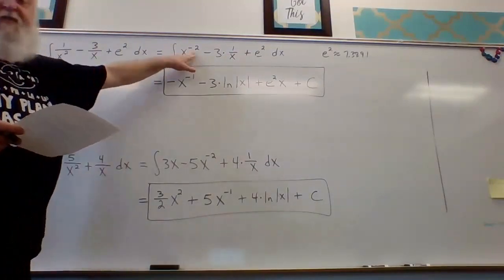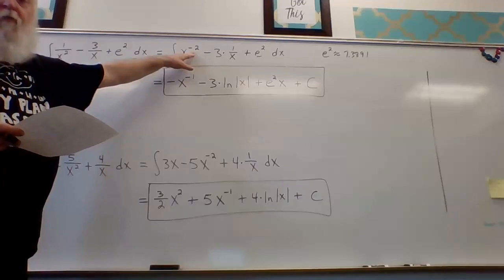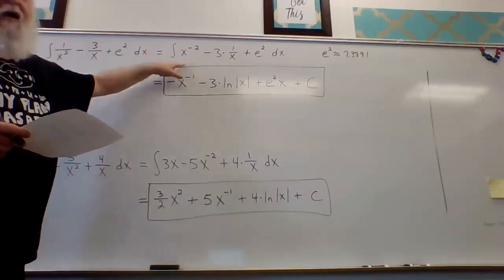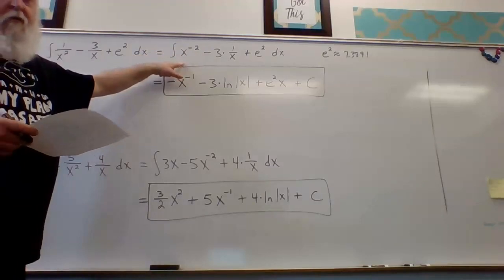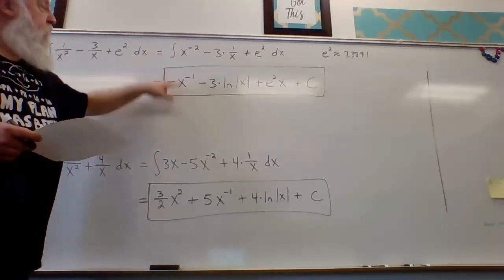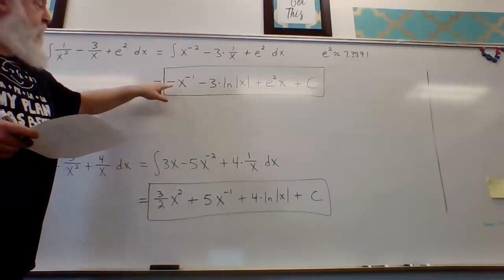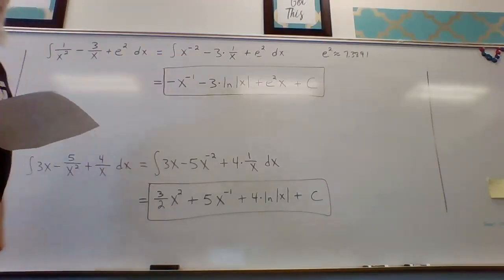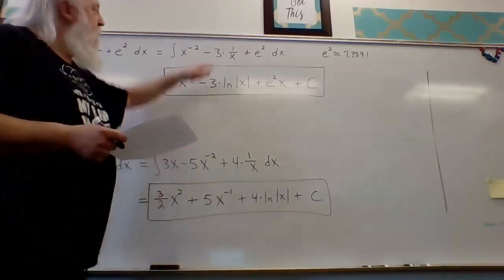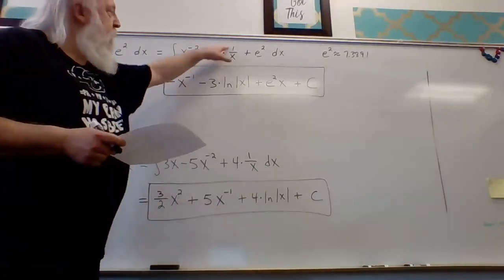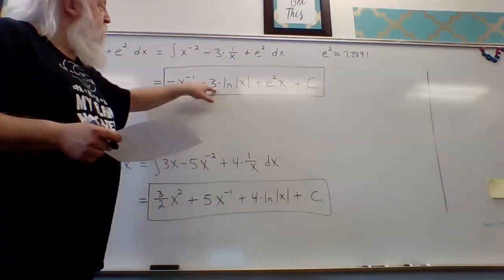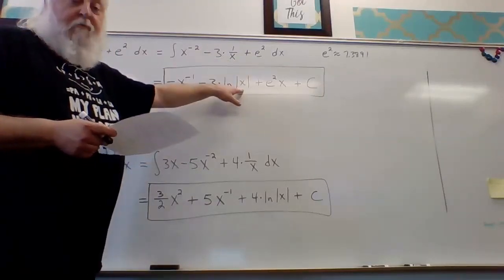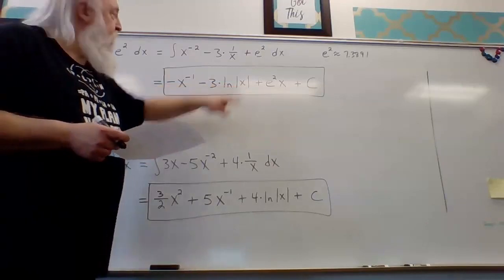Antiderivative of x to the minus 2 using the power rule: when we add 1 to the exponent, we get negative 1, and then we divide by negative 1. So x to the minus 1 divided by negative 1 is the same as the negative of x to the minus 1 power. And then the antiderivative of minus 3 times 1 over x is minus 3 times the natural log of the absolute value of x.